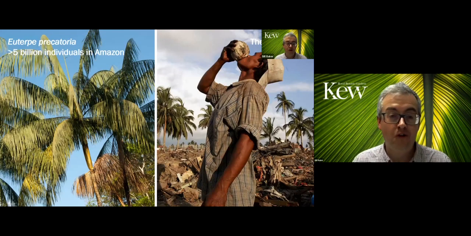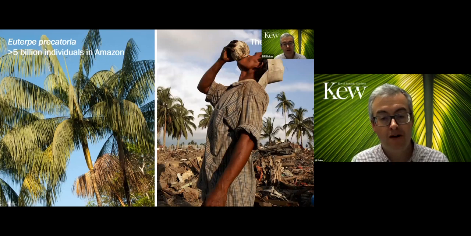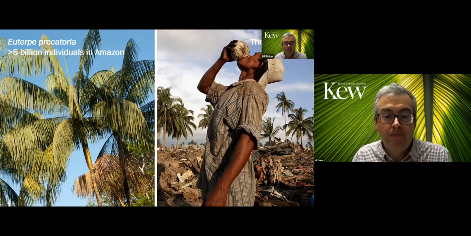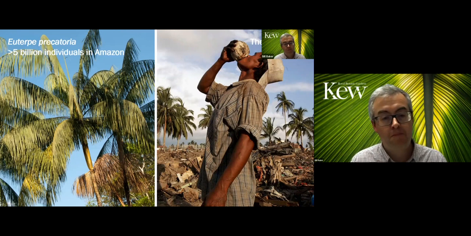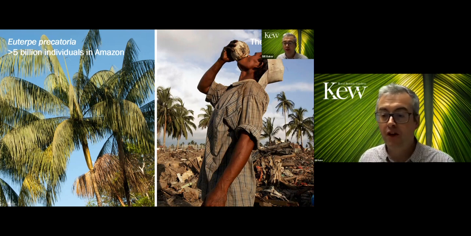As an expert on the palm family, I'm very used to referring to my favorite organismal group as the tree of life, because it's so important to people. Six of the top 10 commonest trees in the Amazon are palms, and people depend on them. We all depend on them because of the way they impact rainforest functioning and indeed global earth system processes. But the coconut palm, for example, is also called the tree of life. Here's a rather grim image on the right of a man surviving on water from a coconut in the aftermath of the Boxing Day tsunami, where often coconut water was the only way people could stay hydrated with clean water.